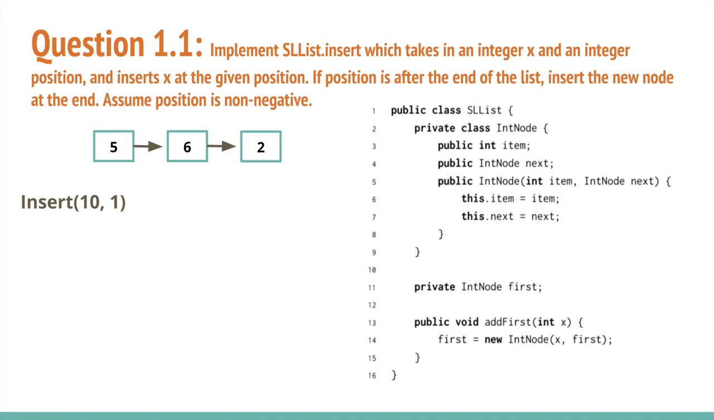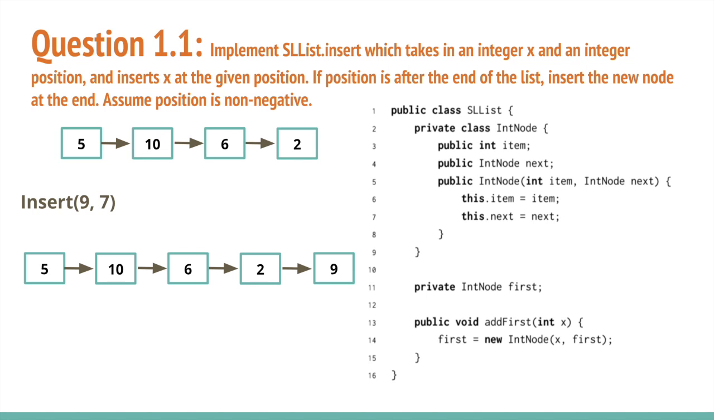So let's walk through a couple examples before we actually try to implement this method. Let's say we start with an SList that looks like this, with elements 5, 6, and 2, and we want to insert 10 at position 1. So we will get back something that looks like this. Now suppose we want to insert 9 at index 7, which happens to be after the end of our list, so we just add 9 to the end.